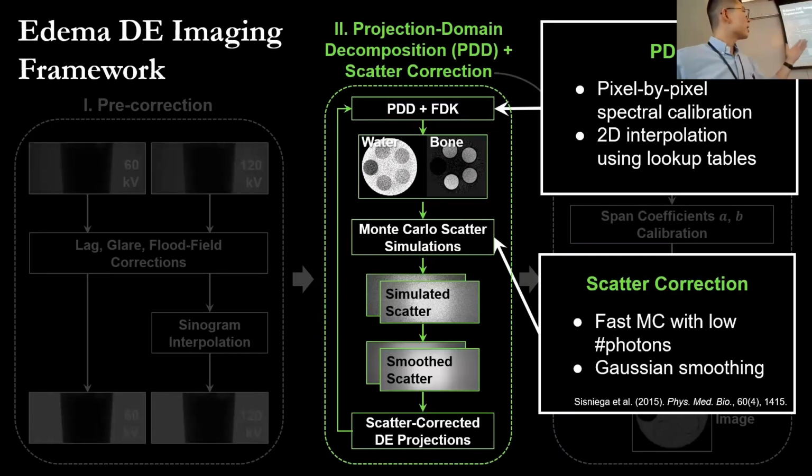And then we generate a bunch of two-dimensional lookup tables and interpolate onto our measurement to get this water and bone intermediate image. So like up here. And then we're going to input these two material images into our Monte Carlo simulators to simulate scatter. And we use a relatively low number of photons plus some Gaussian smoothing to make this run pretty fast.